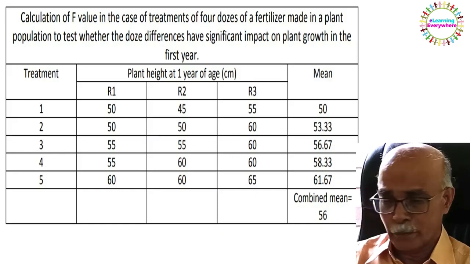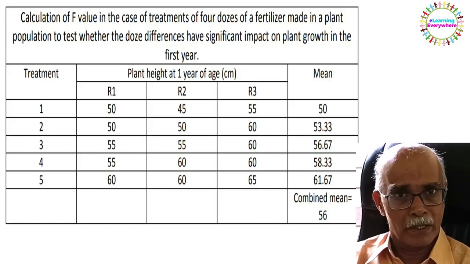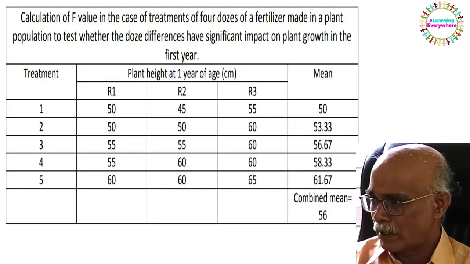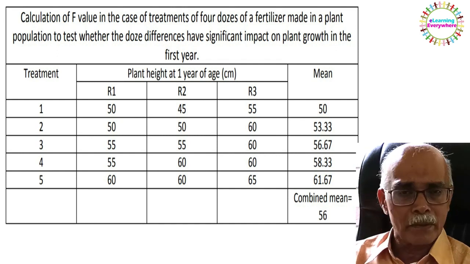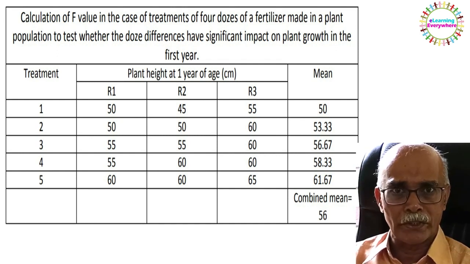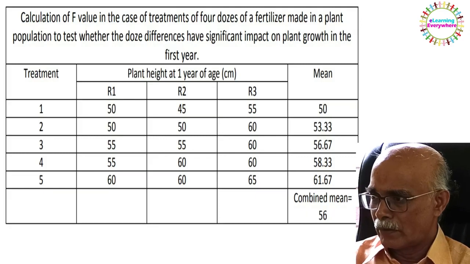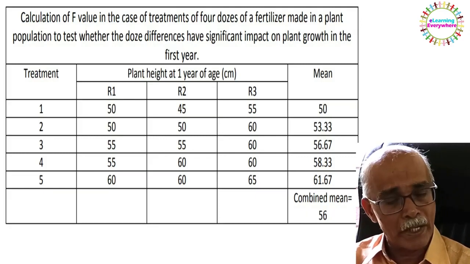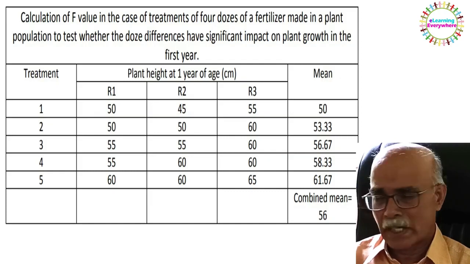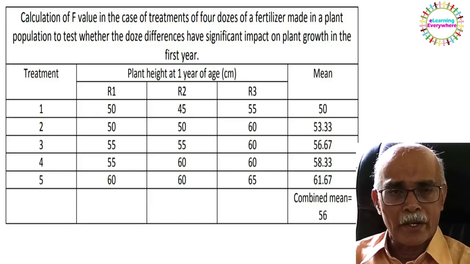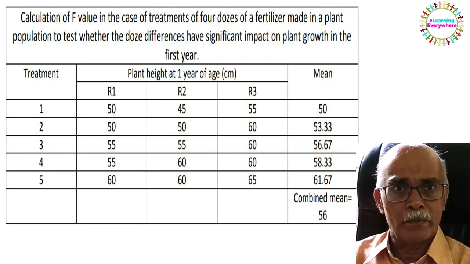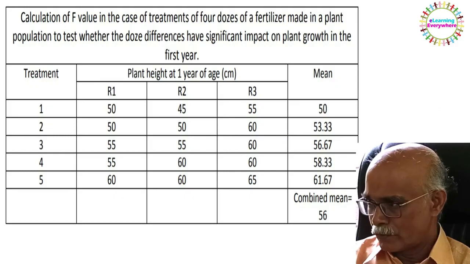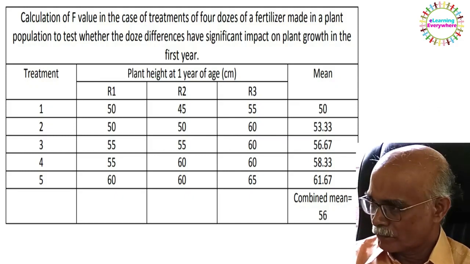And for example, if treatment 1 is a blank control, you are not applying any fertilizer, and if you are applying, for example, annually half kg, 1 kg, 1.5 kg, 2 kg, like that. If it is an organic fertilizer, for example, and now the fertilizer cost is high, and with the minimum quantity of fertilizer you want to get higher yield, so you have to standardize it.